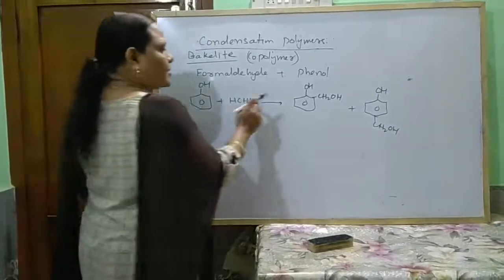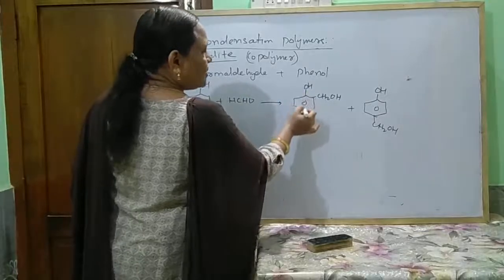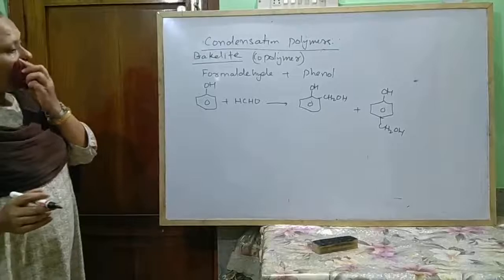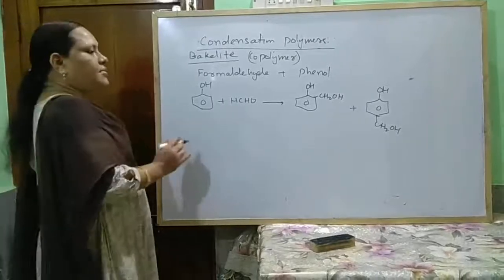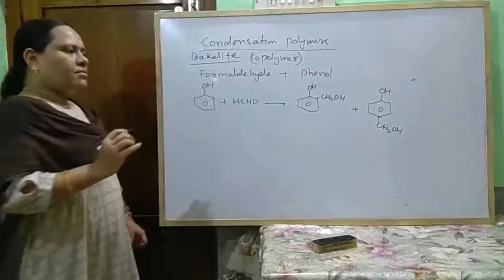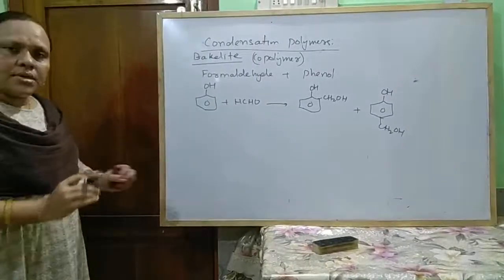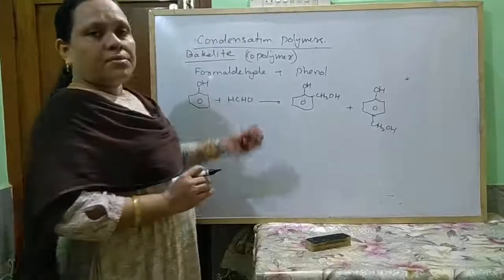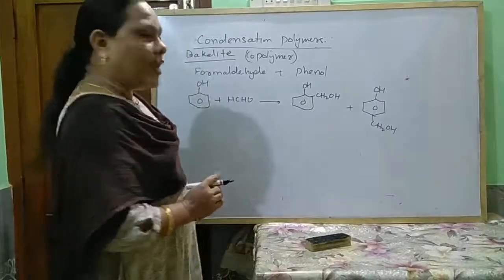And when this orthohydroxybenzene methanol and para hydroxybenzene methanol first form, and when this orthohydroxybenzene methanol undergoes polymerization, it forms a linear polymer that is known as your Novolac.